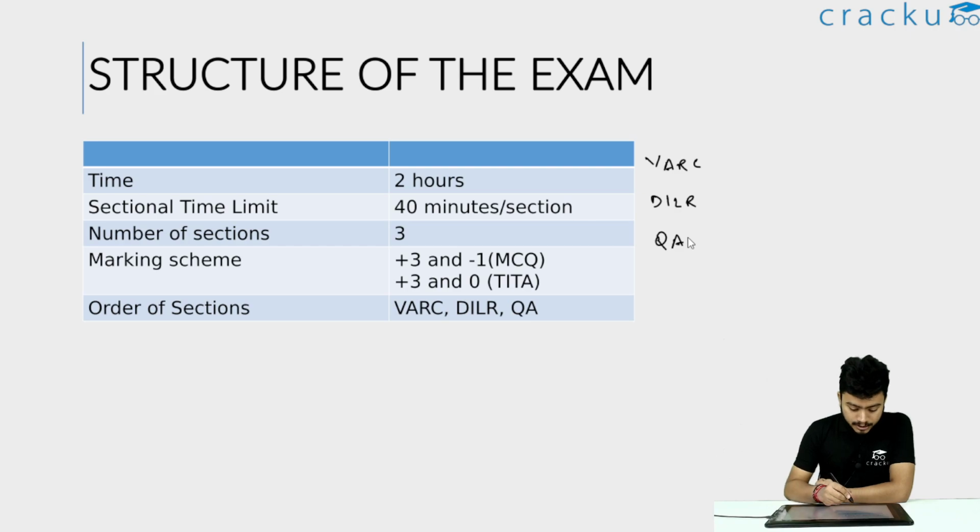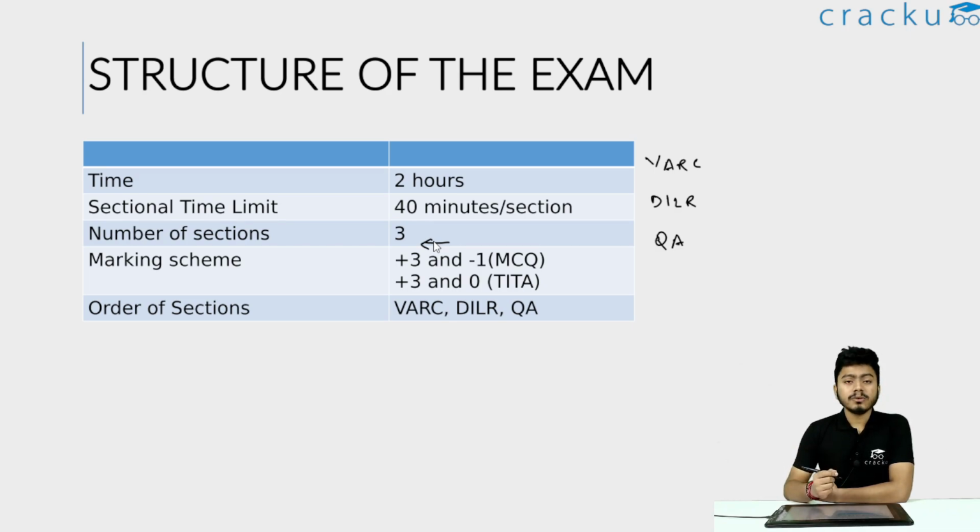As I mentioned, the number of sections is 3. The marks allotted per question vary. There are primarily 2 types of questions. One is the MCQ questions and the second are the TITA questions. MCQ questions are basically questions followed by 4 options, and TITA questions are questions where you are asked the answer but you are not provided with the options. You need to type in the answer.